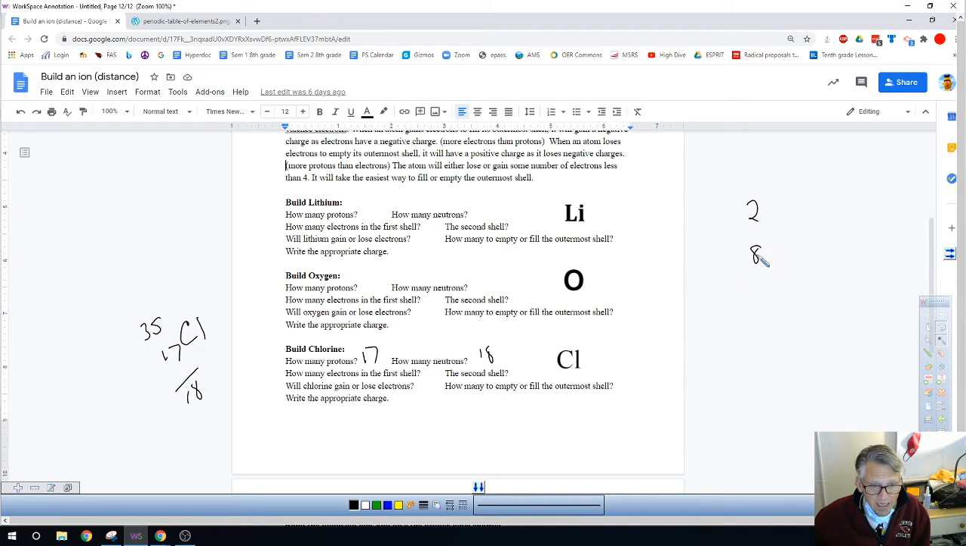So we have 2, 8, 8. How many electrons in the first shell? That'll be 2. How many electrons in the second shell? That'll be 8 because it can only hold 8. And that takes us to 10. And we have 17, so our third shell will hold 7. So if it has 7 and it wants to get to 8, either we gain 1 or lose 7. So that means it's going to gain 1 negative electron, and chlorine will become a -1.